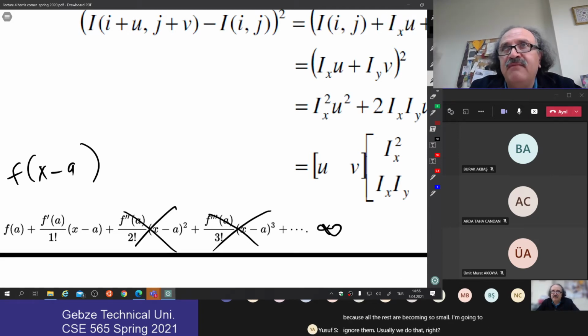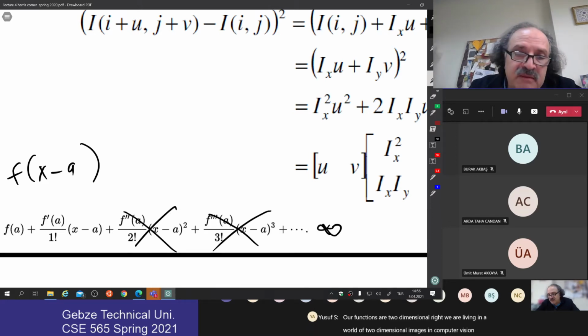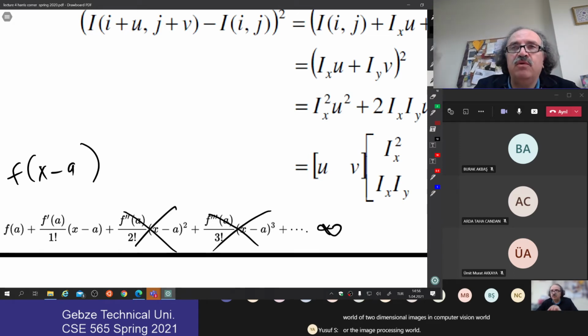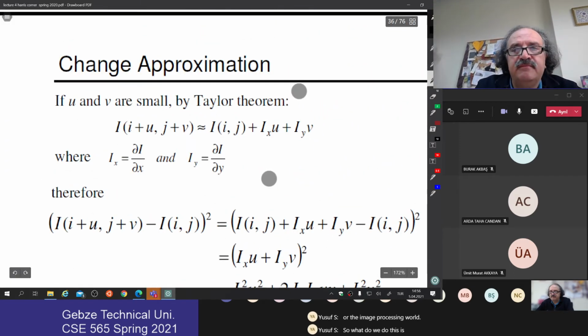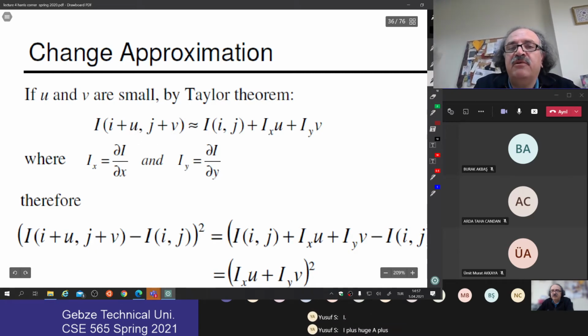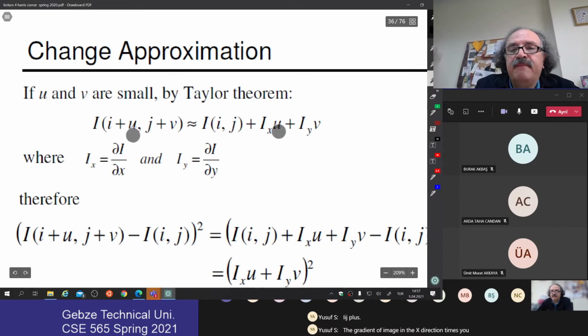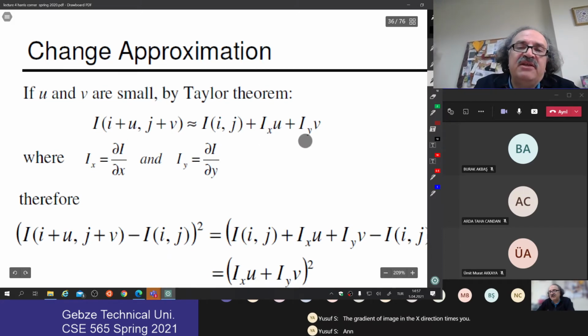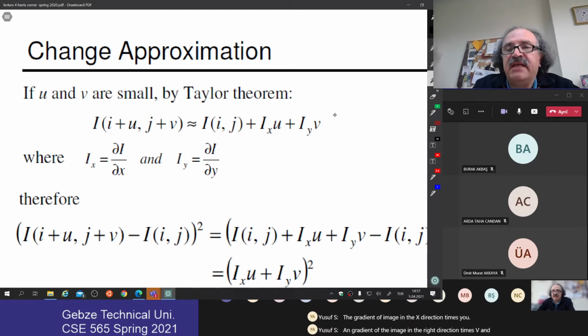But that's for one-dimensional functions. Our functions are two-dimensional, right? We are living in a world of two-dimensional images in the computer vision or image processing world. So what do we do? We say that I(i+u, j+v) is equal to I(i,j) plus the gradient of the image in the x direction times u, plus the gradient of the image in the y direction times v, and I ignore the rest.